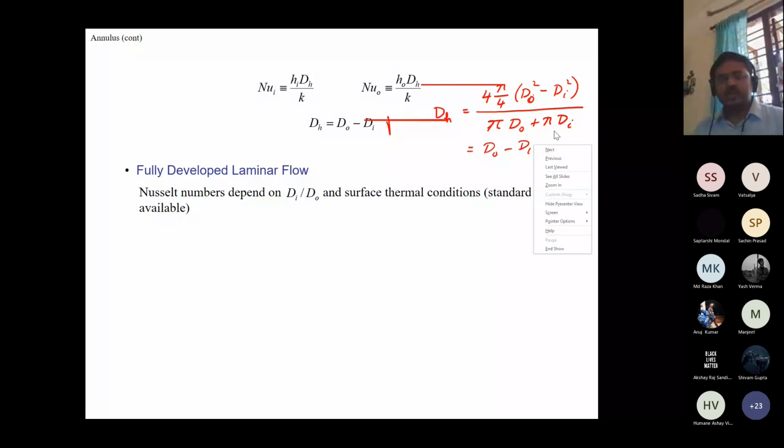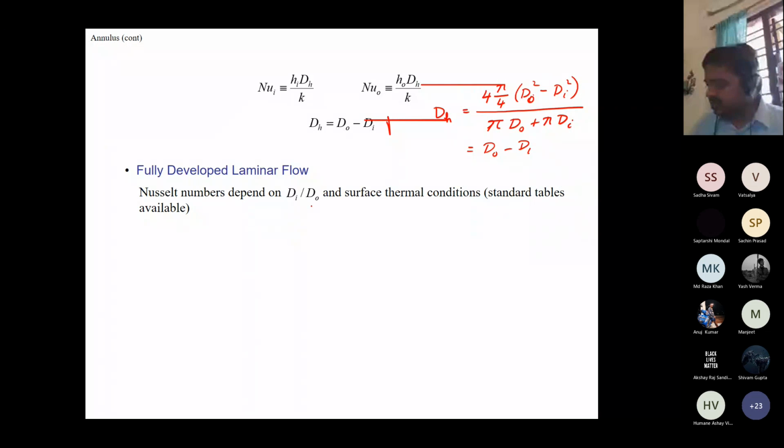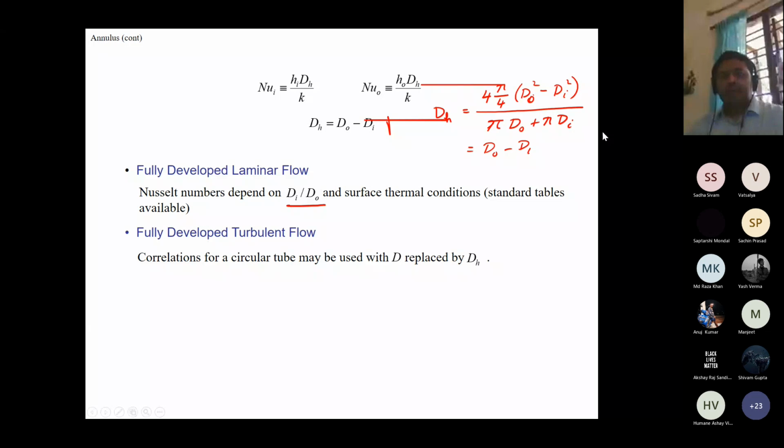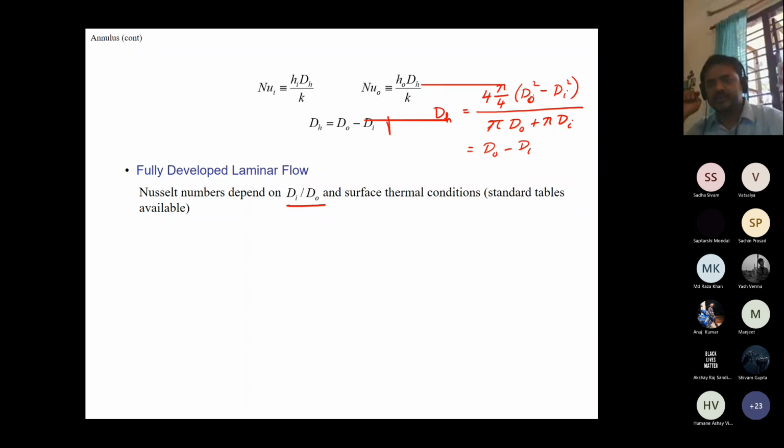Okay, so Nusselt number depends on this ratio, di by d naught or d naught by di, and surface thermal conditions. So standard tables are available, so don't worry about those. Okay. For fully developed turbulent flow, you can use the correlations like Dittus-Boelter or Gnielinski and replace d by dh. Okay. Acha.